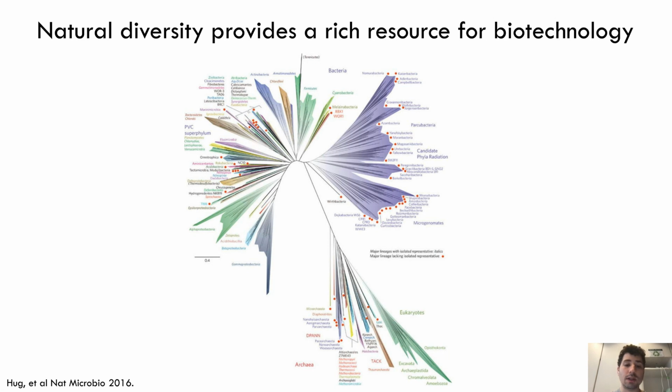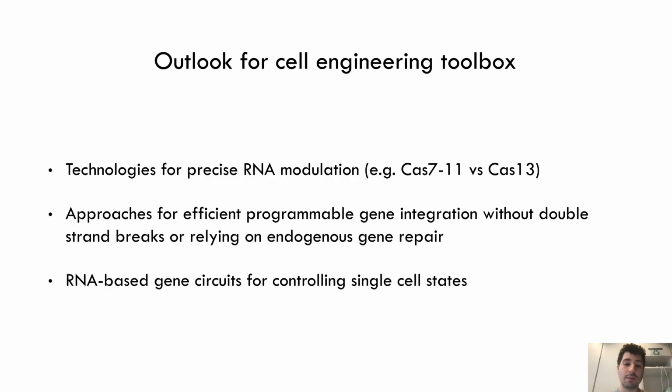And just to give you a preview of what we're thinking of in our lab, we're thinking about, of course, tools for precise RNA modulation, and we're continuing to develop both Cas7-11 as well as some Cas13 tools for expanding that RNA targeting toolbox. We're also very interested in the capacity to be able to do efficient programmable gene integration without relying on endogenous repair machineries or double-stranded breaks. So being able to actually put large pieces of DNA into the genome is something that we're very excited about, both for its therapeutic as well as its basic biology applications. And once again, mining natural diversity, we think is a great way to get us there.